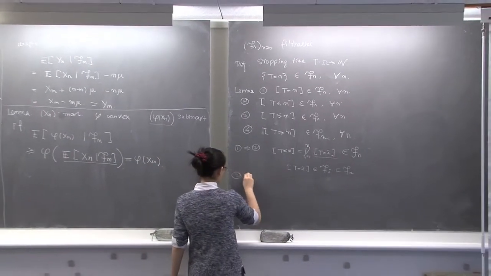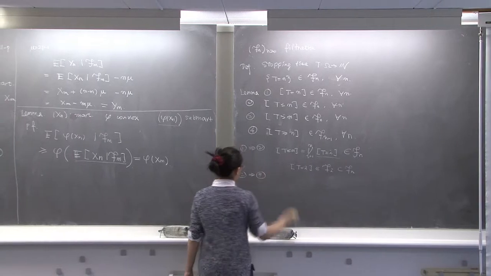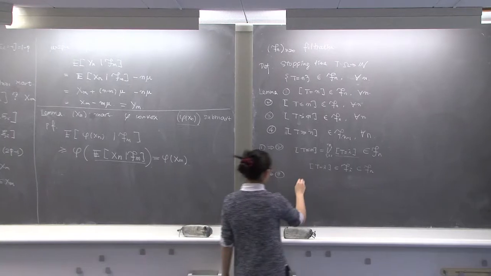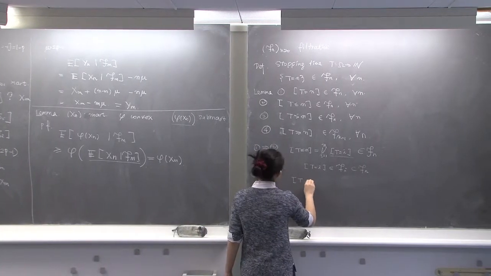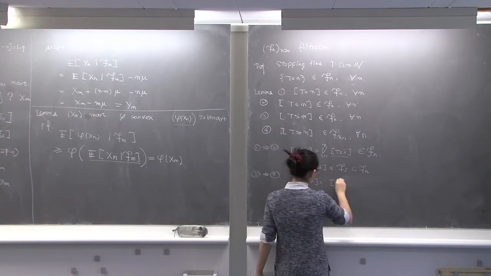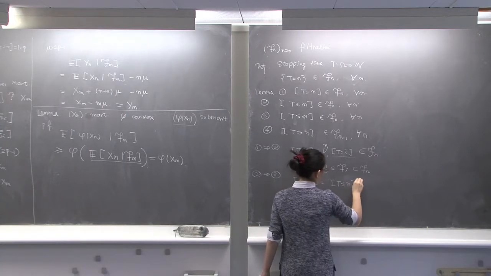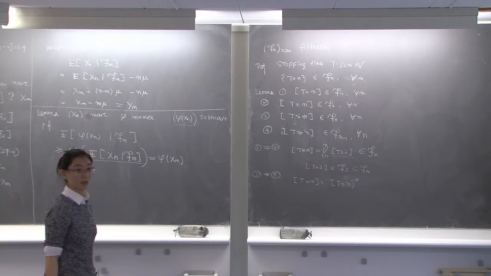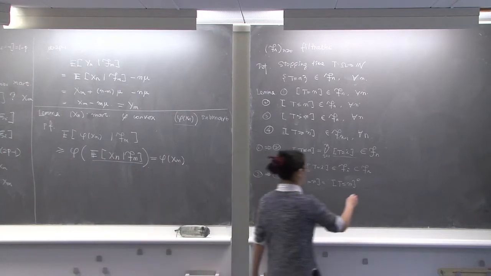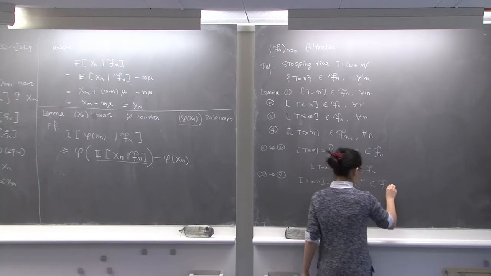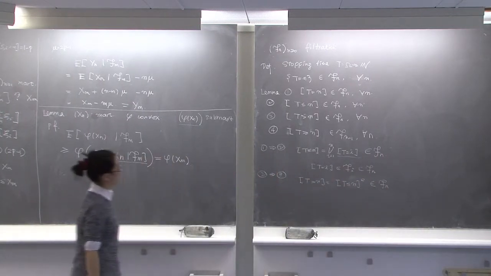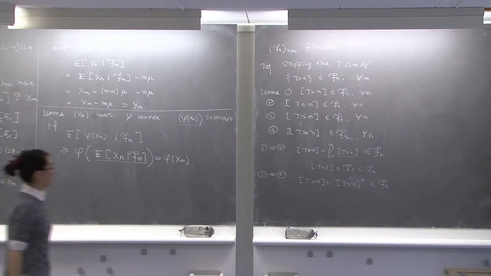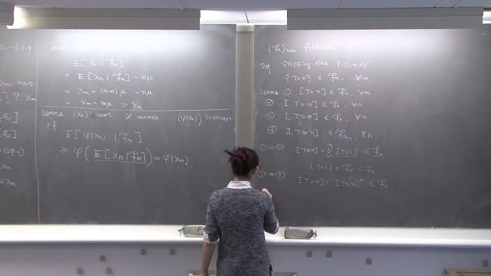Okay, and then second implies the third. This is easier because we know that T greater than n is just the complement of T less than or equal to n. Since T less than or equal to n is contained in Fn, its complement is also contained in Fn. So this shows that the second condition implies the third. And then how do we go from the third to the fourth?